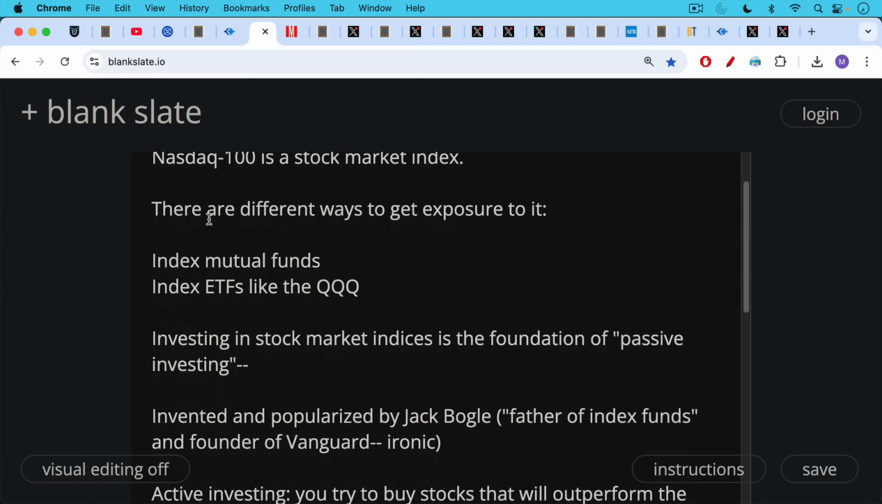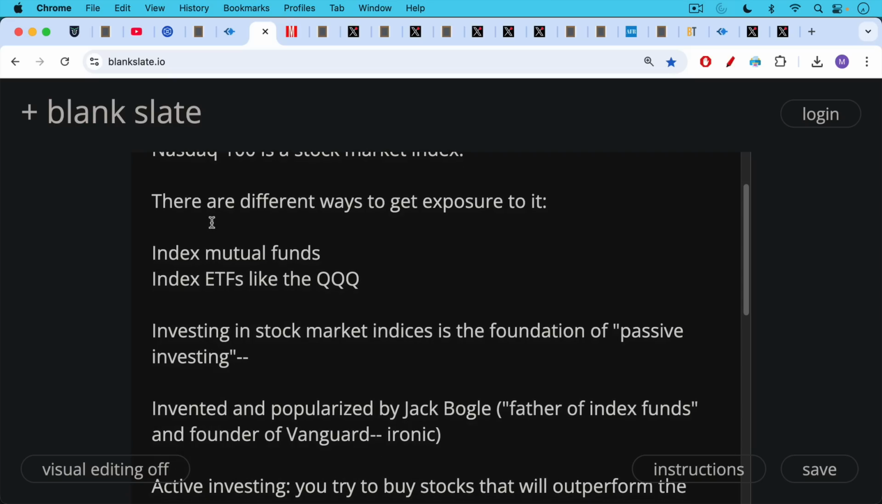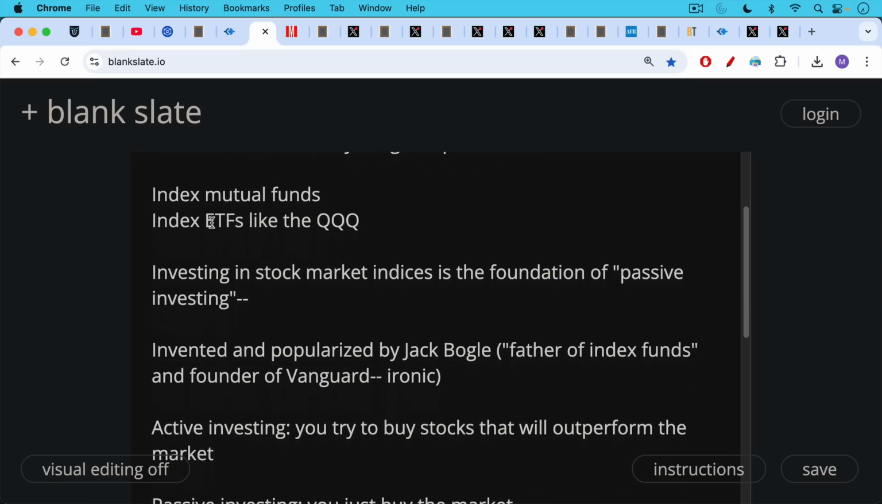Investing in stock market indices is the foundation of modern passive investing, which was invented and popularized by Jack Bogle, often called the father of index funds, and he's the founder of Vanguard, passed away a few years ago. As we'll see, that's sort of ironic that Vanguard is involved in this whole thing.